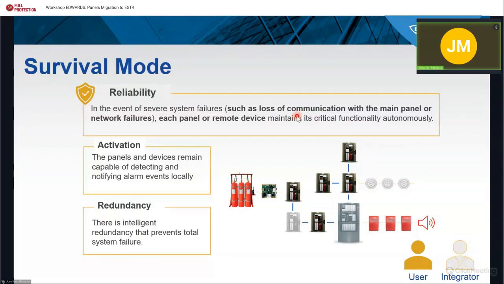So in this image, for example, if this EST4 fails, you will have redundancy with the other panel, and the system will keep working. We are still operational with the other panel. You will have the survival mode with the EST4. You don't have that with the EST3. So you will have the redundancy. There is an intelligent redundancy that prevents total system failure.